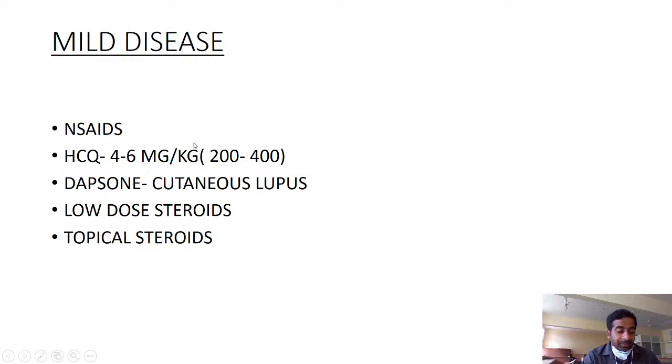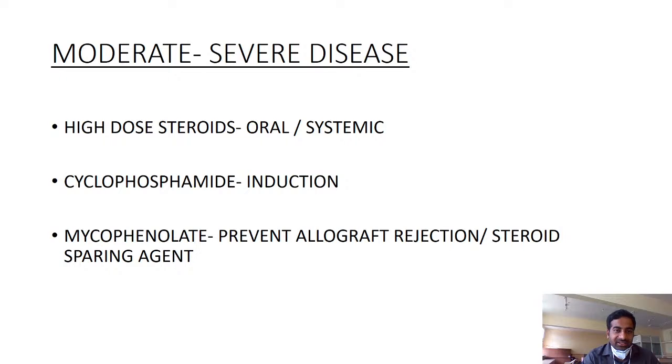So that's the dose. If the patient has mild disease, you can go with NSAIDs, HCQ, dapsone, low dose steroids, and topical steroids. If the patient has moderate to severe disease, that means it's involving lupus nephritis or any pericardial or pleural involvement, then you have to go for initial induction.